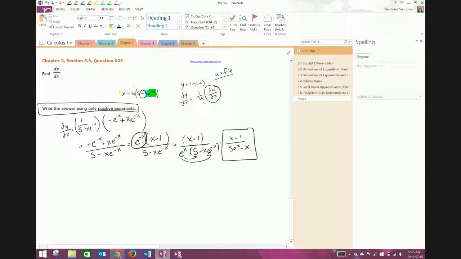On an exam or something, you could stop right here. Wiley wants you to go ahead and do the algebra, the next step, and get it into only positive exponents. This is the derivative, and then this is the algebra to get it in only positive exponents.